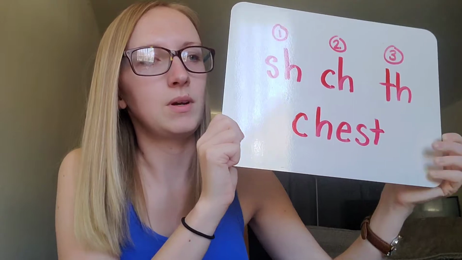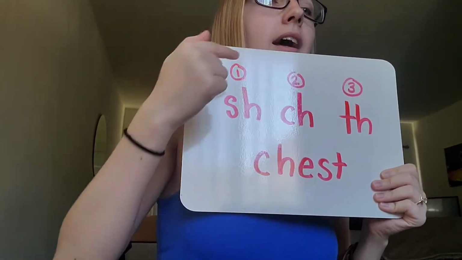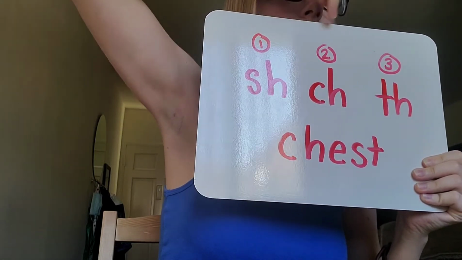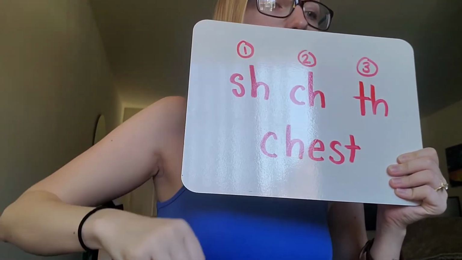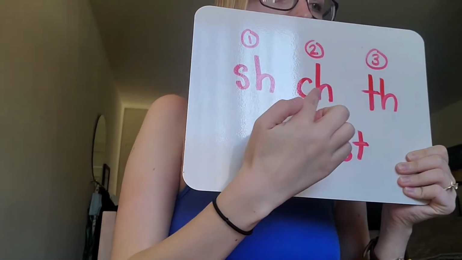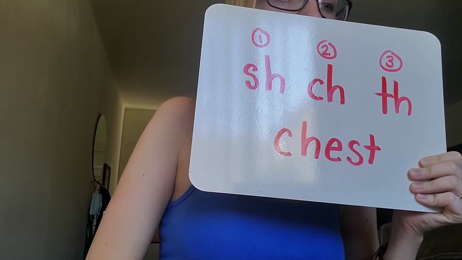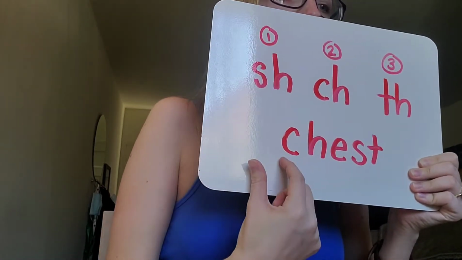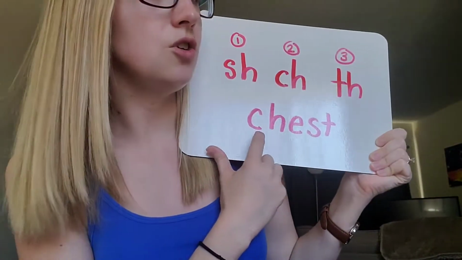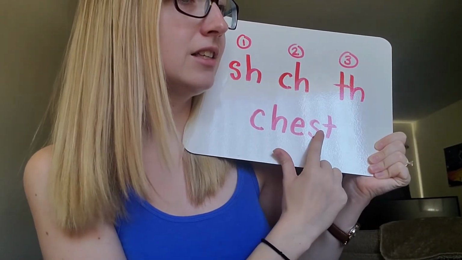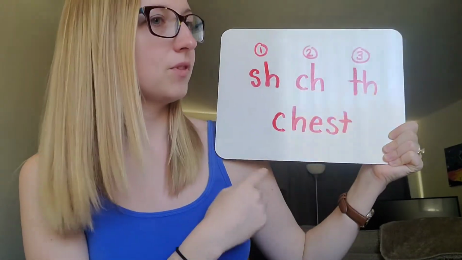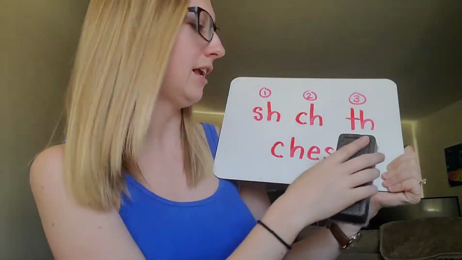All right, let's look at this one. Which sound does this word have? 1, 2, or 3? What chunk do you see in there? Sound 1, sound 2, or sound 3? Show me with your fingers. What do you see? Do you see SH, CH, or TH? What do you see? Yeah, I see CH. So when I do this, I do ch, est, chest, chest. So this says chest. That's the first sound that I hear.